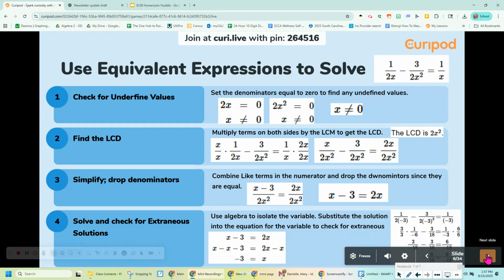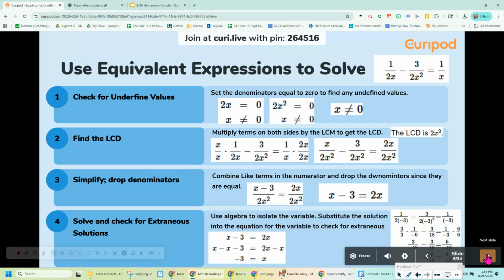The first thing we're always going to want to do is check for any undefined values. How you decide whether values cannot be replaced into your expressions is by setting the denominators equal to 0 to find those undefined values. You're not allowed to divide by 0 or it has an undefined answer. So we need to figure out what numbers would make our denominators 0.